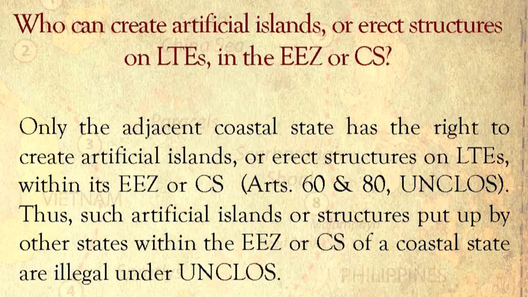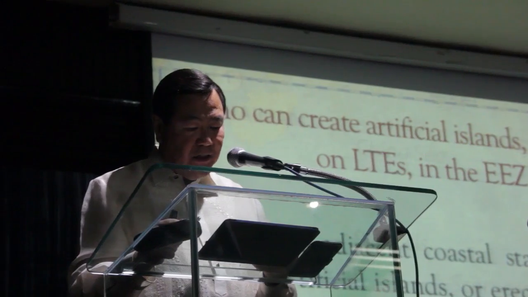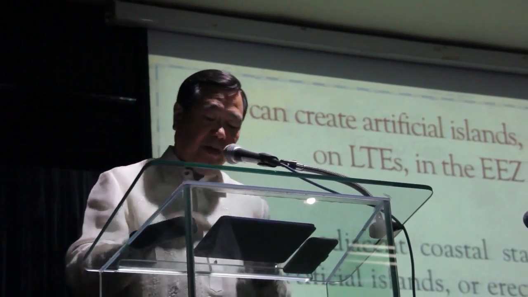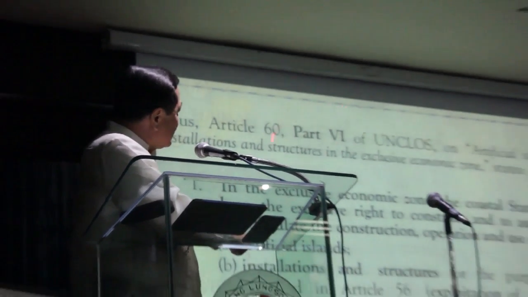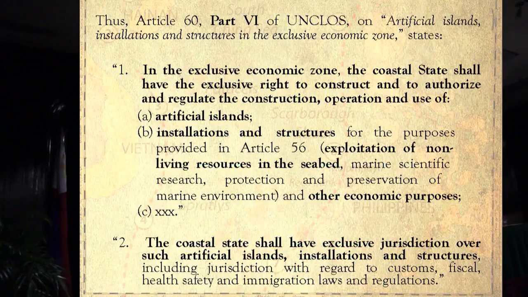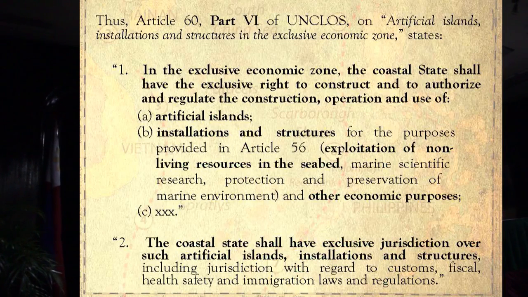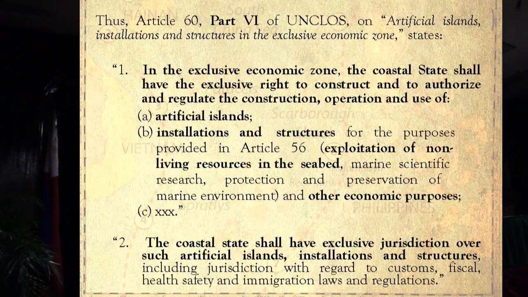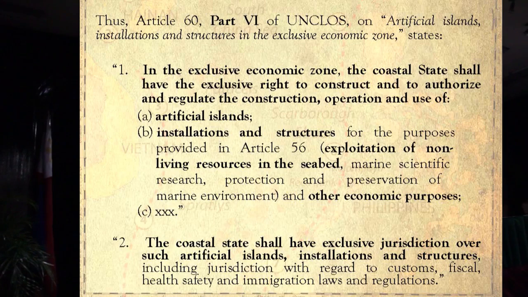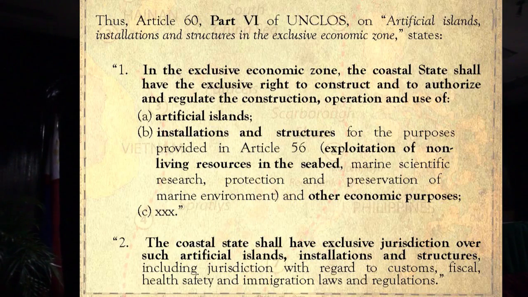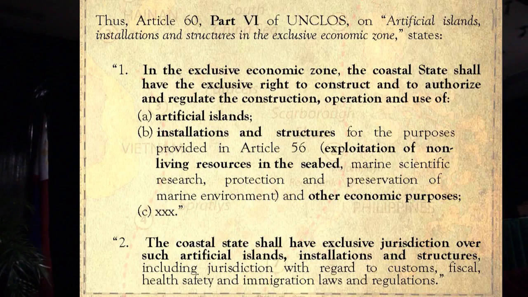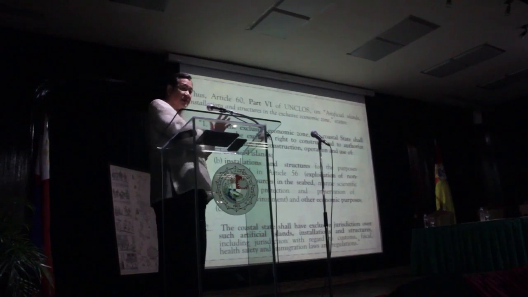Now, who can create artificial islands or wreck structures on the LTEs and EEZs? Only the adjacent coastal state. That's very clear under UNCLOS. Let's go to this specific provision because this is very important. Article 60, Part 6 of UNCLOS, on artificial islands, installations and structures in the exclusive economic zone. In the exclusive economic zone, the coastal state shall have the exclusive right to construct and to authorize and regulate the construction and operation of artificial islands, installations and structures for economic purposes. The coastal state shall have exclusive jurisdiction over such artificial islands, installations and structures. That's very clear.